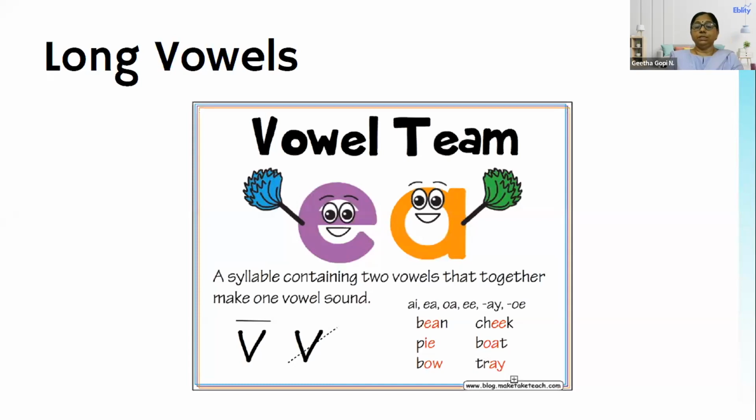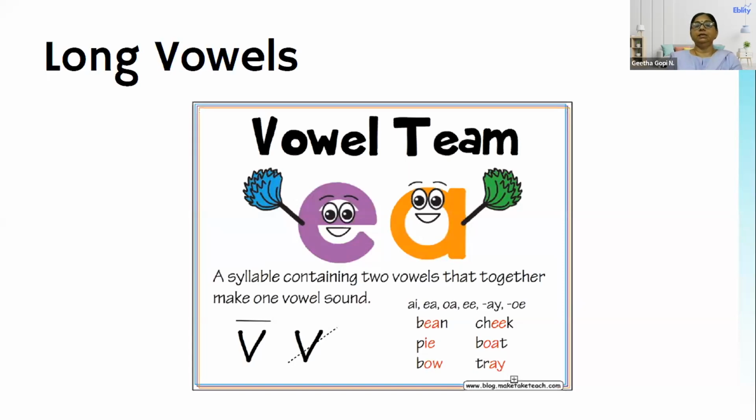And if you can look at some of the examples that they've given, I could give you one example, for example, the word make. M-A-K-E. The first vowel A is A, so it says its name. We don't say Mac. Instead, we say the name of the letter A. And the second vowel E, which is at the end, is quiet. So we read it as make. And when you write the word also, you can write it like that.